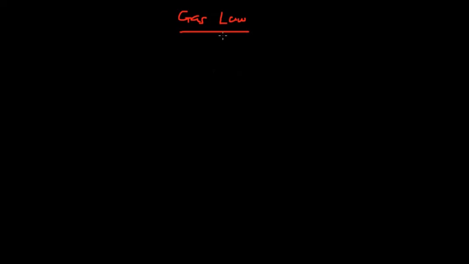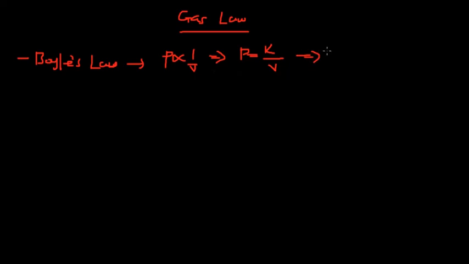First, we have Boyle's law. For Boyle's law, pressure is inversely proportional to volume. When you simplify this further, pressure equals a certain constant K divided by volume. Making the constant the subject, we have pressure times volume equals K.